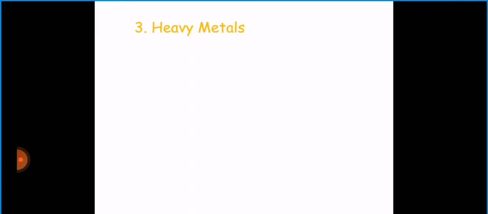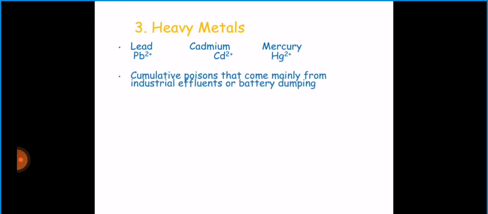The third way in which water can be polluted is by heavy metals, and as per their name, they're metals with high relative atomic masses. Examples of heavy metals include lead, cadmium, and mercury. The heavy metals are cumulative poisons, and these mainly come from industrial effluents and battery dumping in water. Heavy metals can be tested for using atomic absorption spectrometry.